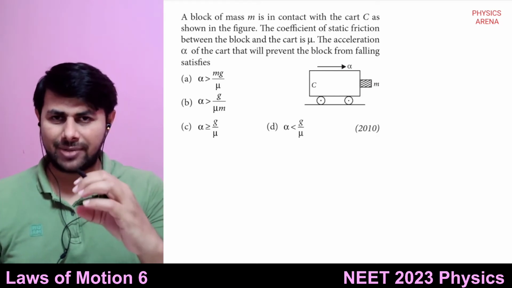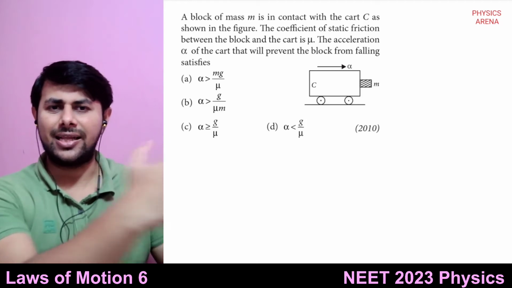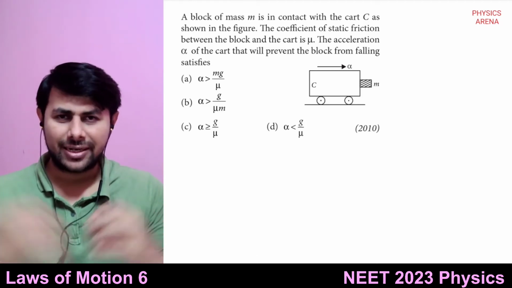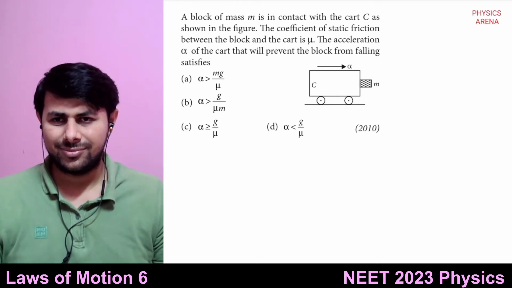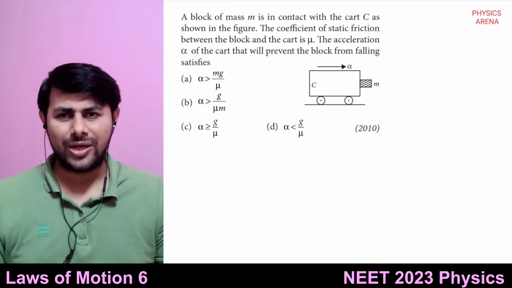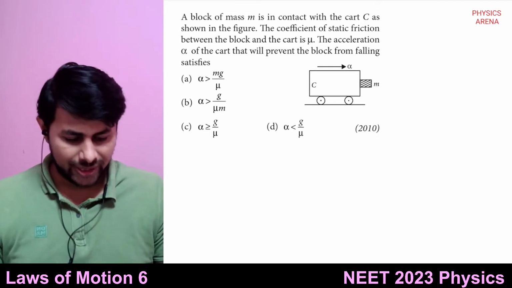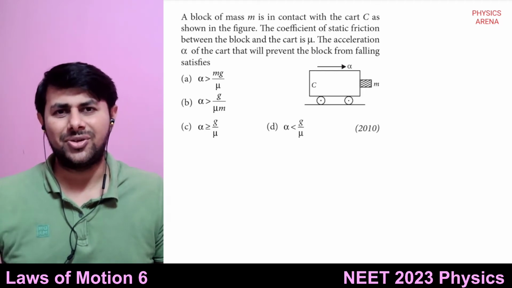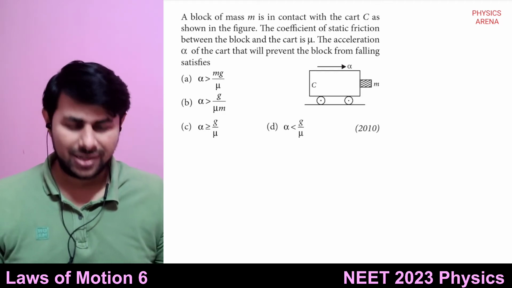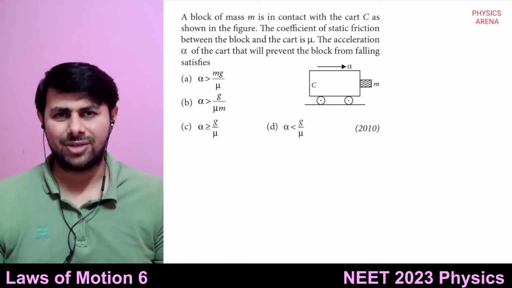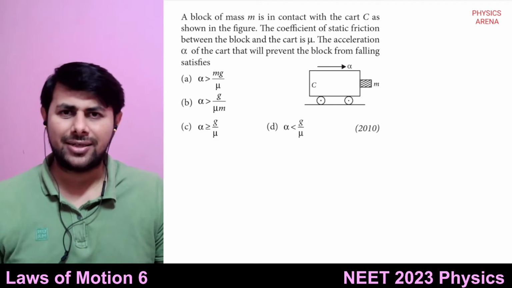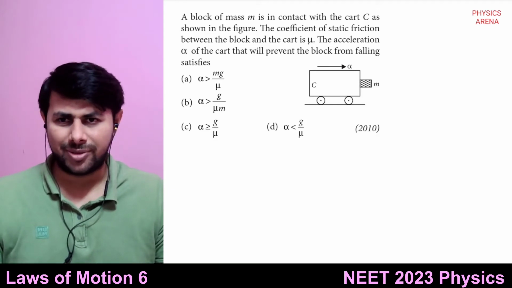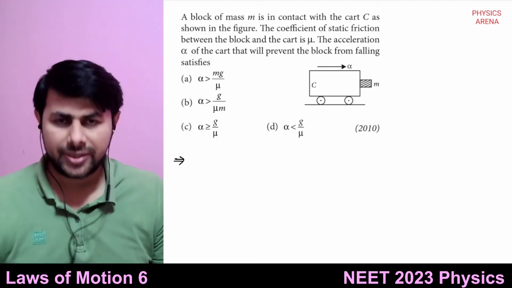The mass is just kept like this, and the cart accelerates like this, and because of that acceleration, the mass doesn't fall. So how much should that acceleration be? There are two ways of solving this problem. One is considering the non-inertial frame of reference, and another is considering the inertial frame of reference. We'll use the inertial frame of reference first, and at the end I will tell you about the non-inertial frame of reference. Our observer is outside.